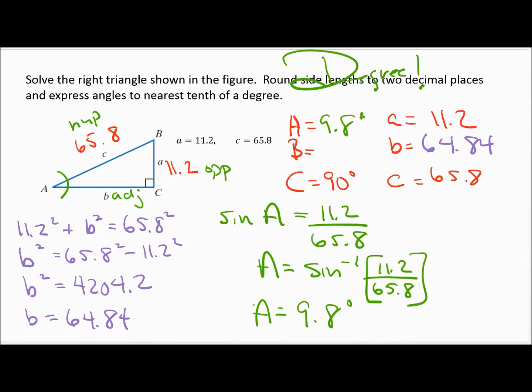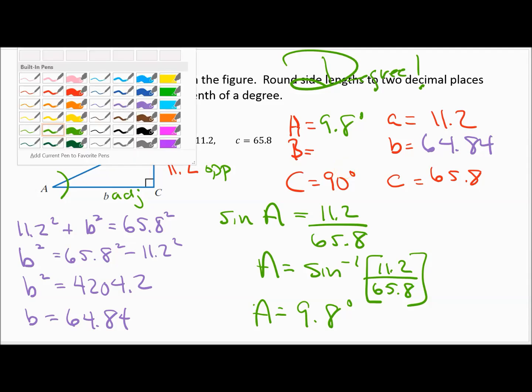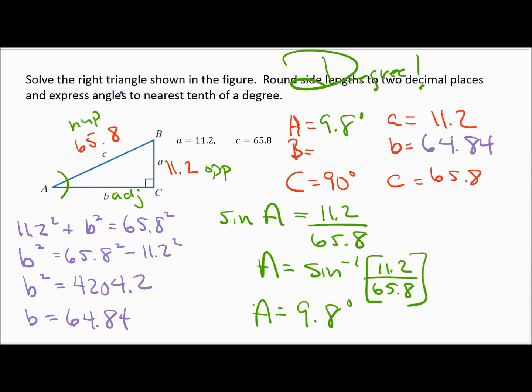Now, do we need to use another trig function to find b? You certainly can if you want to, but it's not required, right? If you have two angles, then finding the third angle of a triangle is not a problem at all. What do you need to do? Well, you need to do 180 degrees minus the two you know.